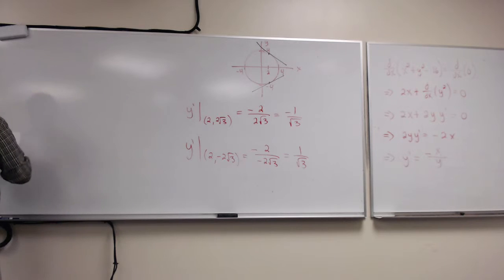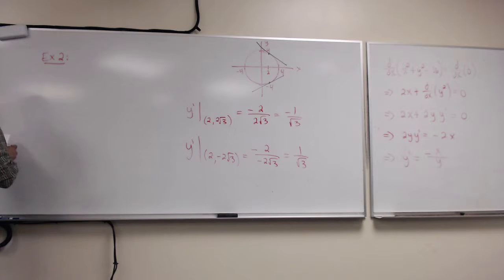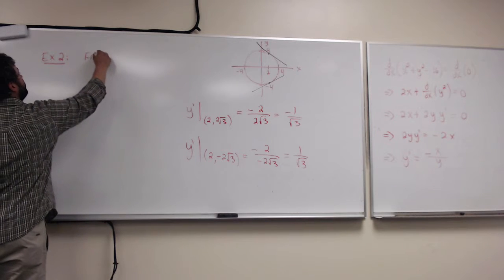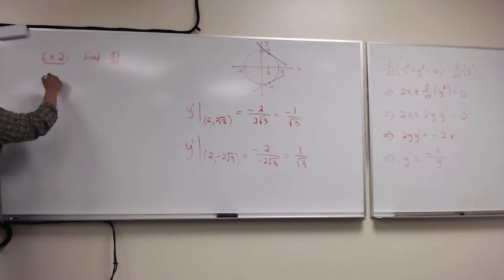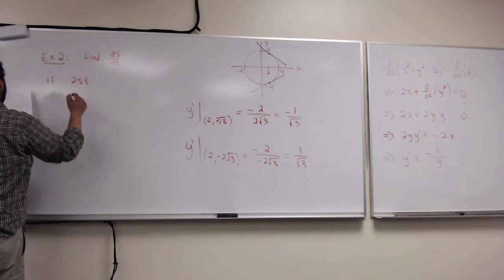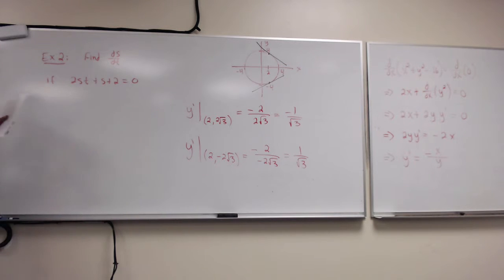Now, this is another one that technically could be solved for one of the variables, but we're going to use the implicit differentiation method. So this time we're going to use implicit differentiation. We're going to find ds dt if the curve or the function is given implicitly by this equation: 2st plus s plus 2 equals 0.